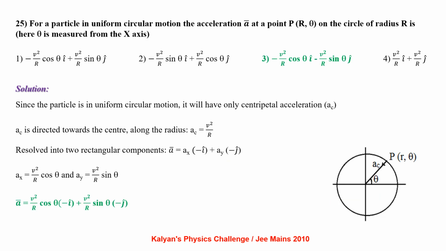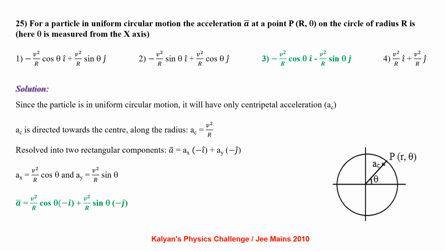For a particle in uniform circular motion, the acceleration a at a point P (r, theta) on the circle of radius r is, here theta is measured from the positive x-axis. Since the particle is in uniform circular motion, it will have only centripetal acceleration a_c. a_c is directed towards the center along the radius, given by the formula v square by r.